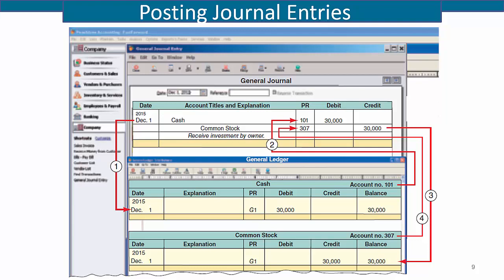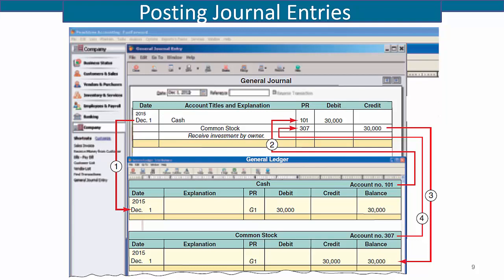Entering the explanation is optional because we can go back to the general journal to see the explanation. In our textbook, the explanation column is reserved for adjusting journal entries made at period end. We will discuss adjusting entries in Chapter 3.